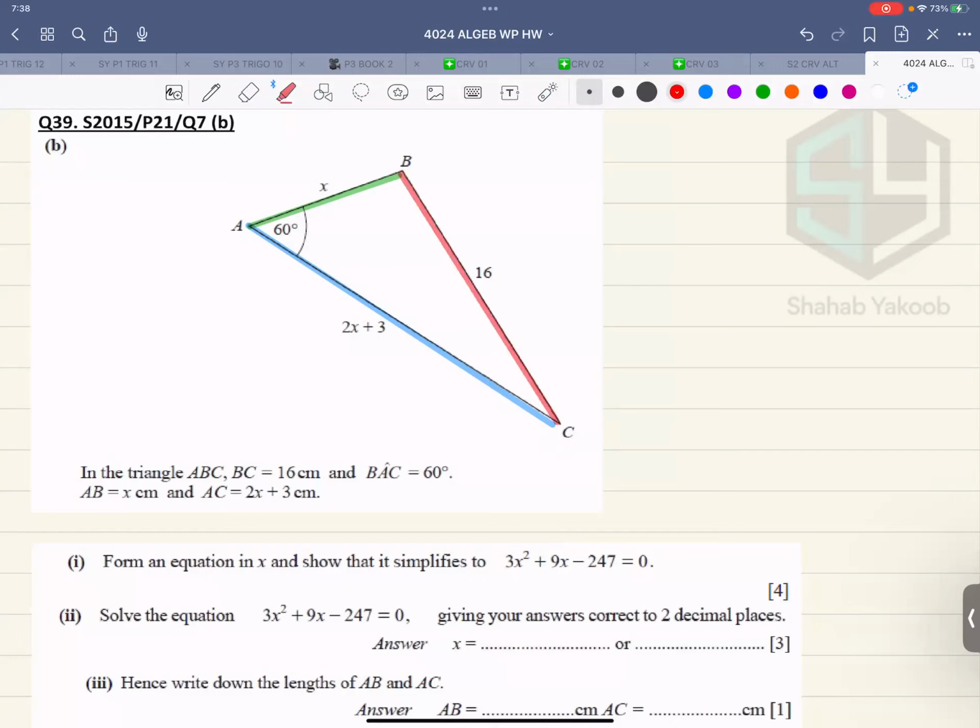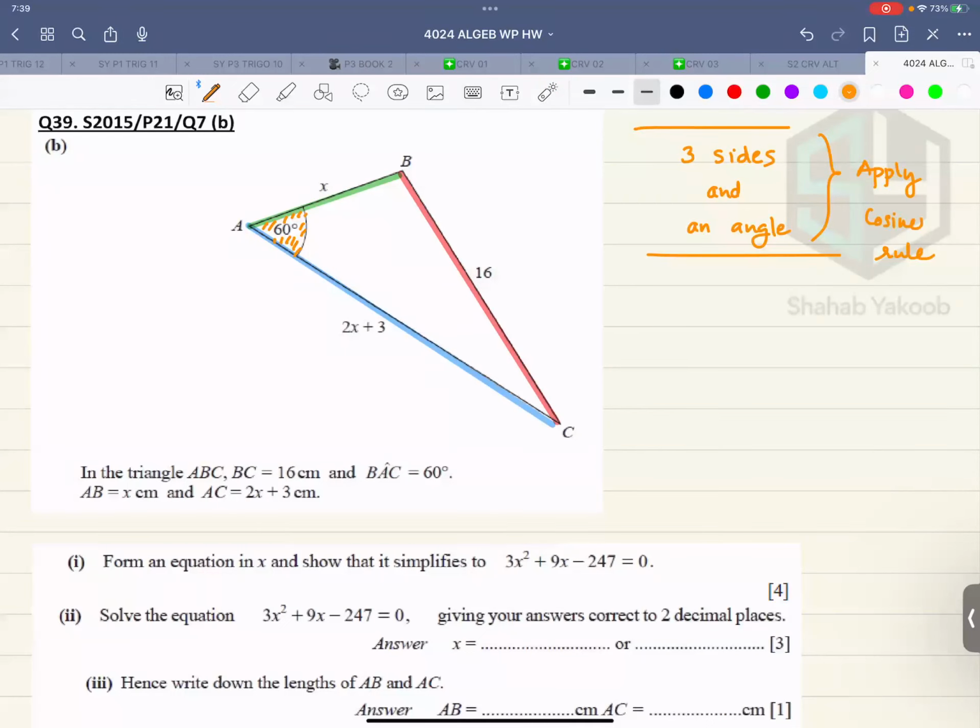Now, these are three lengths of a triangle. There is this x, there is 2x plus 3, there is 16, and one particular angle is given. That angle is this thing, which is 60 degrees over here. Now, when we have three sides and an angle, and it's not a right angle triangle because it does not say so, therefore, we will apply cosine rule. Now, this is what I gauged simply by looking at the diagram. Now, let me read the question.